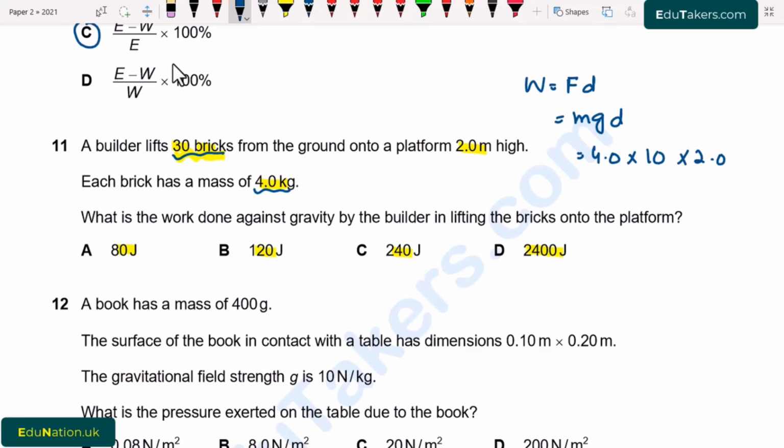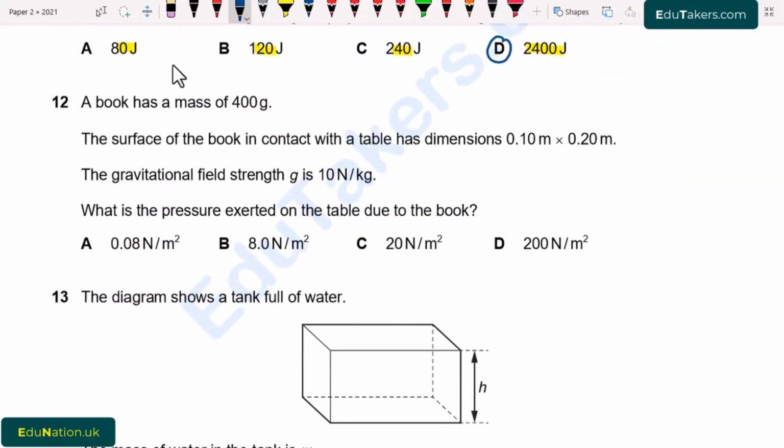And we have to find out the work done by lifting all of these bricks. So the total mass will be the product of total bricks multiplied by the mass of each brick, which is 4.0. So here I also multiply with 30, so that the value of work will be equal to 2400 joules. Here option D is correct.